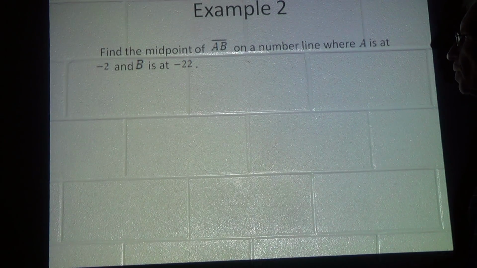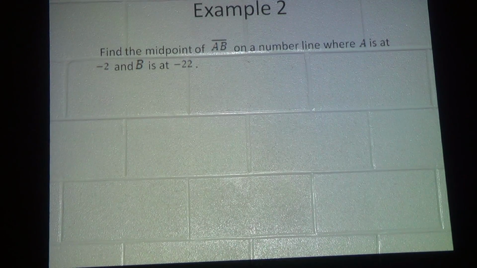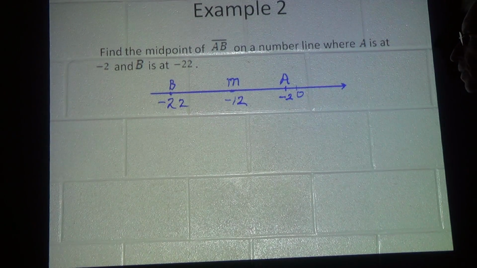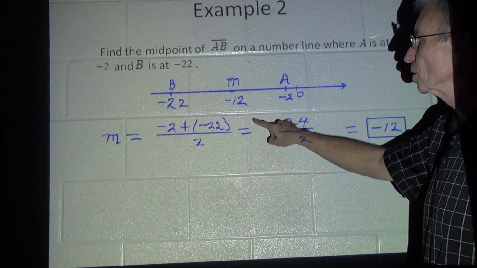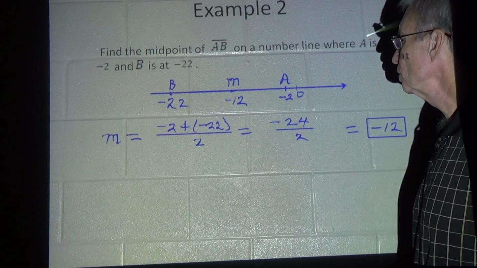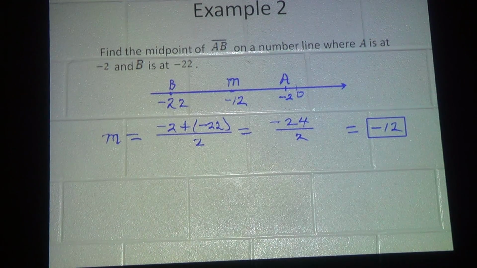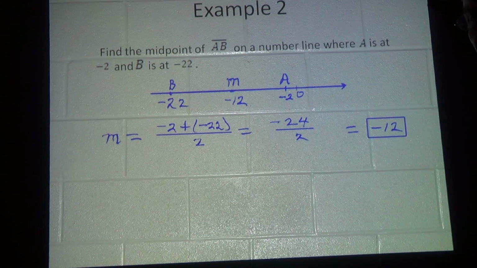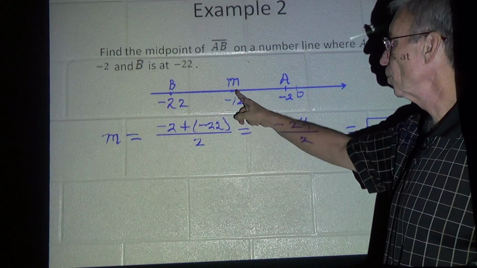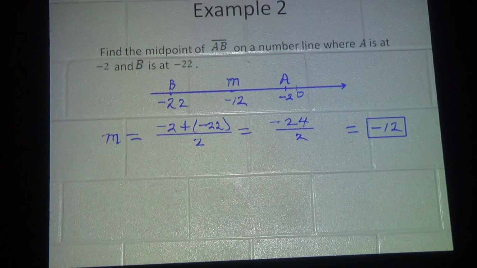They want us to find the midpoint of segment AB on the number line where A is at -2 and B is at -22. Once again, put them into the formula, add them together. So this is what we actually have on the number line. So we simply take -2 plus -22 divided by 2. This gives us -24 divided by 2, which is -12. So the midpoint would be at the coordinate -12.